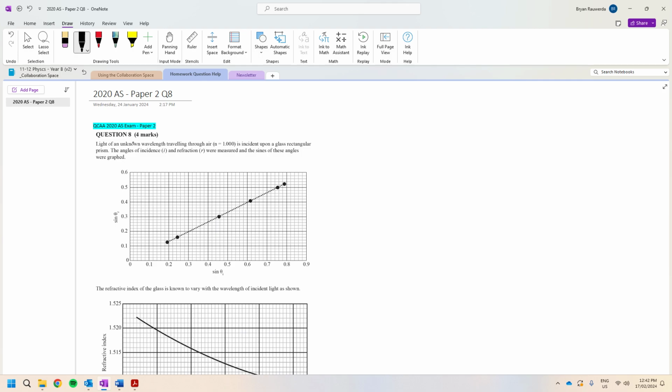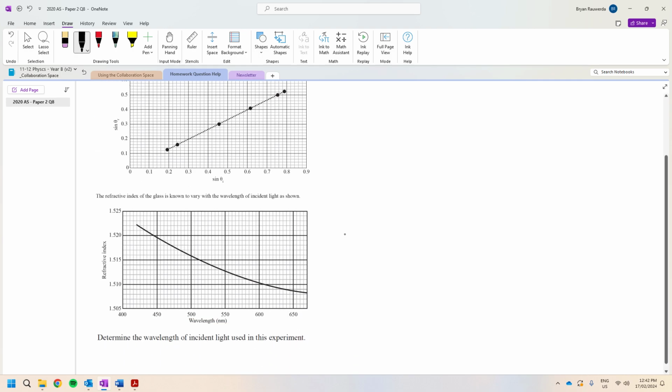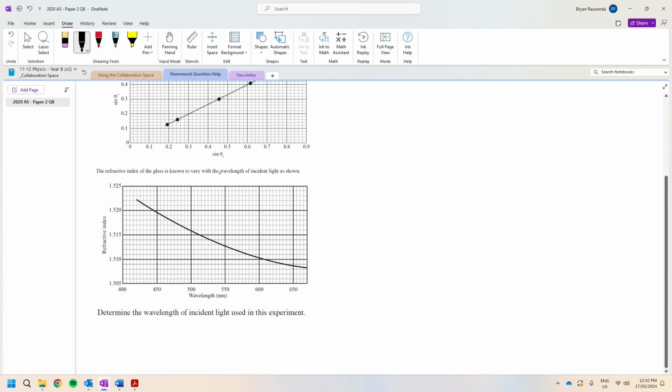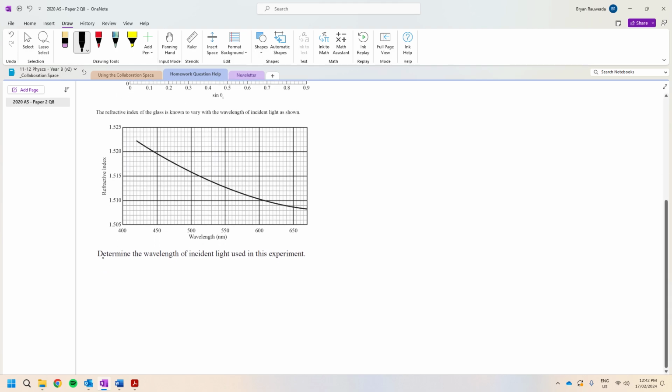Question 8, 4 marks, is light of an unknown wavelength traveling through the air with a refractive index of 1 is incident upon a glass rectangular prism. The angles of incidence and refraction were measured, and the sines of these angles were graphed. We're given this graph right here with sine r on the y, sine i on the x. Refractive index of light is known to vary with the wavelength of light, as shown. So we've got refractive index versus wavelength, a bit of a curve, and we determine the wavelength of light, the incident light used in this experiment.